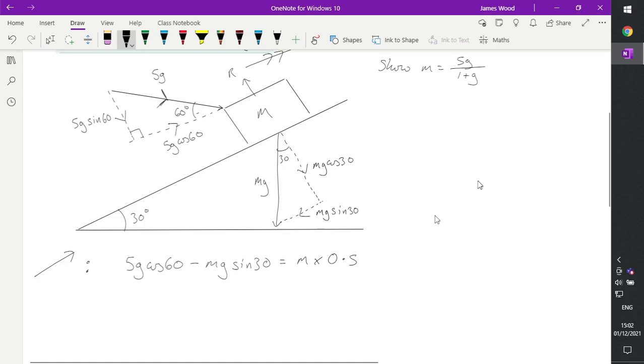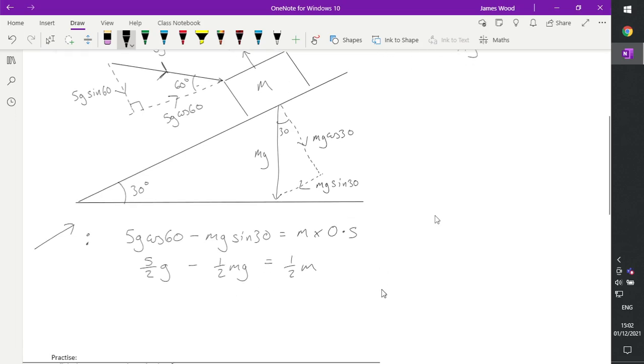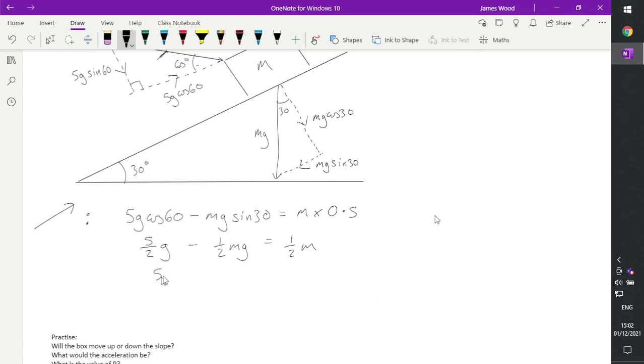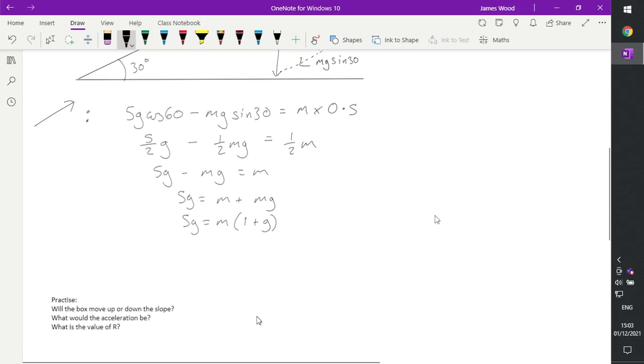So let's just do some simplifying. 5 cos 60 is 5 over 2. So that's 5 over 2g. And I'm leaving it all in terms of g, just because my answer's got to be in terms of g. Then this would be minus half mg, because sine 30 is a half. And that equals half m. And I'm just going to multiply it all through by 2. So I've got 5g minus mg equals m. And then we can solve it from there. So 5g is m plus mg. Factor out an m. And then we're basically there.